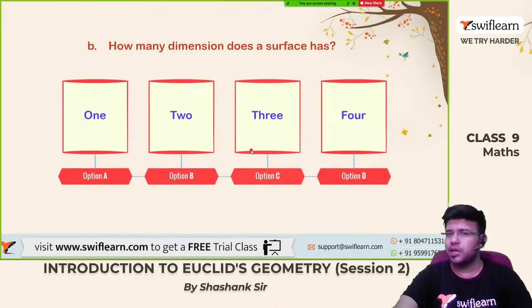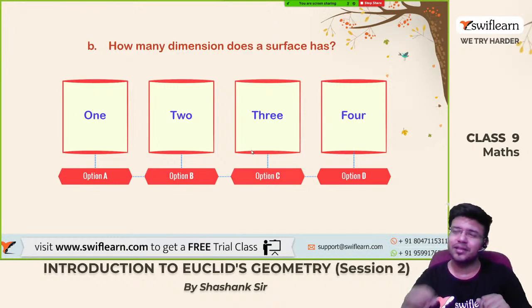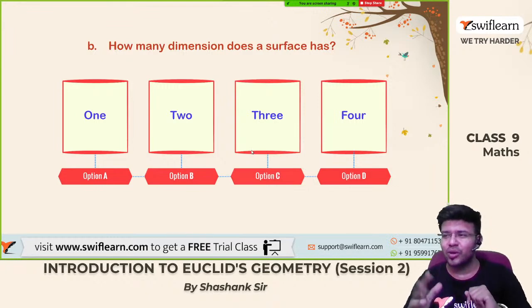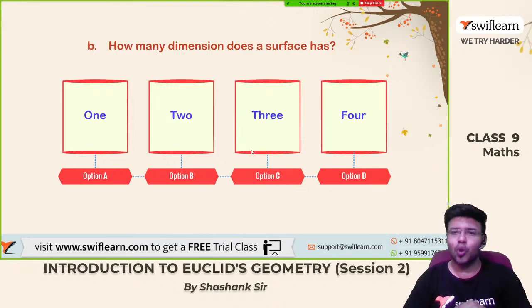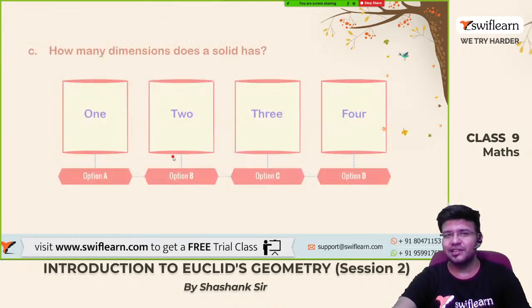How many dimensions does a surface have? Yes, we have discussed this in the previous class. A point is a dimensionless geometry. A line is a 1-dimensional geometry. A surface is a 2-dimensional geometry and a solid is a 3-dimensional geometry. What have they asked here? Surface. So a surface is a 2-dimensional geometry. B is the option. Yes.